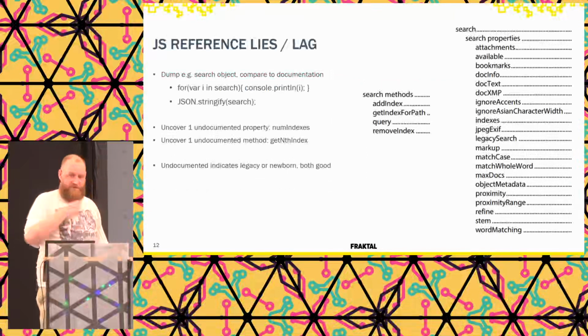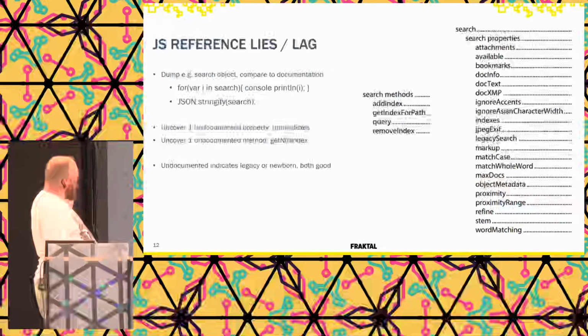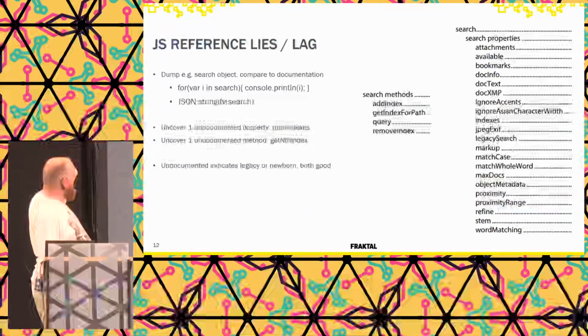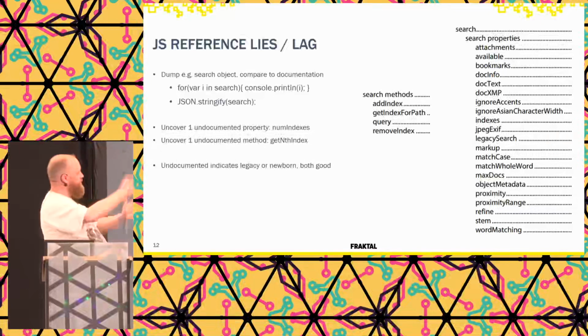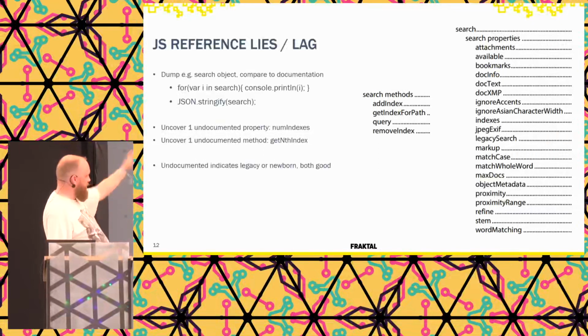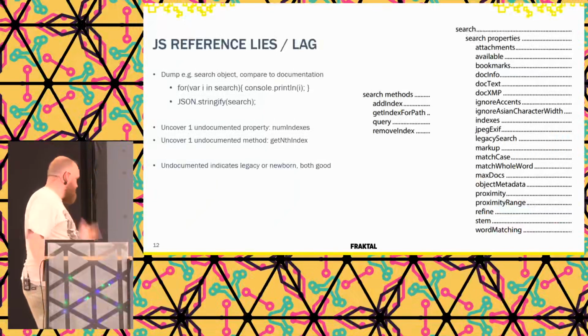Then we come to the lies. The computer is lying, as usual, or the document is lying. Because if you dump the search object from within the JavaScript console in Adobe Reader, and then compare it to the actual documentation, the search methods, according to the doc, are addIndex, getIndex, query, and removeIndex. But when you dump the object itself live, you will see that there's a method called getNthIndex as well, and there's also an undocumented property.